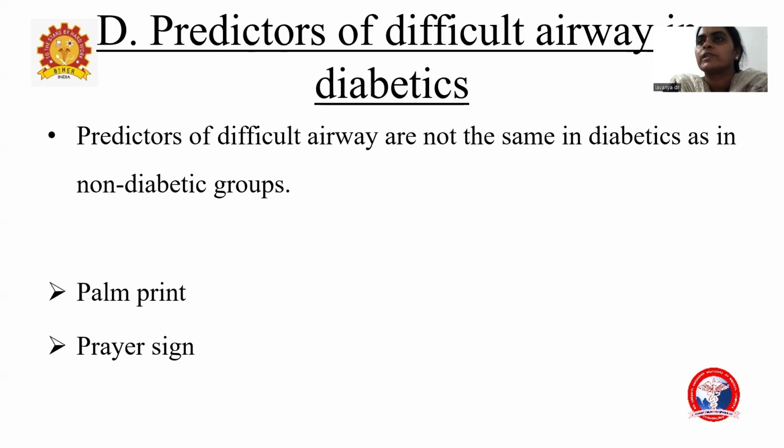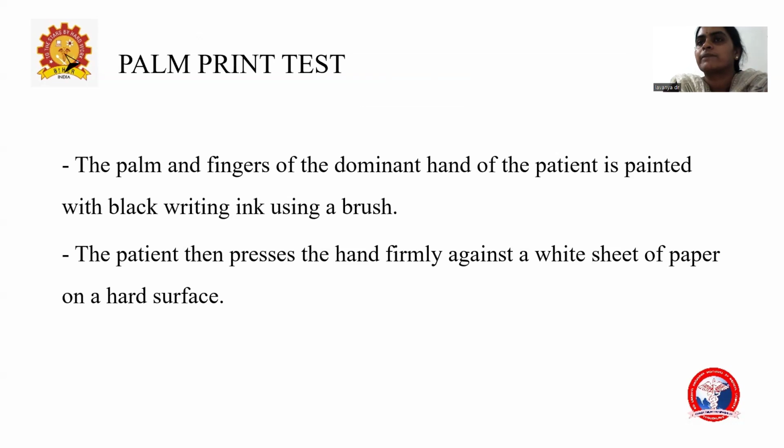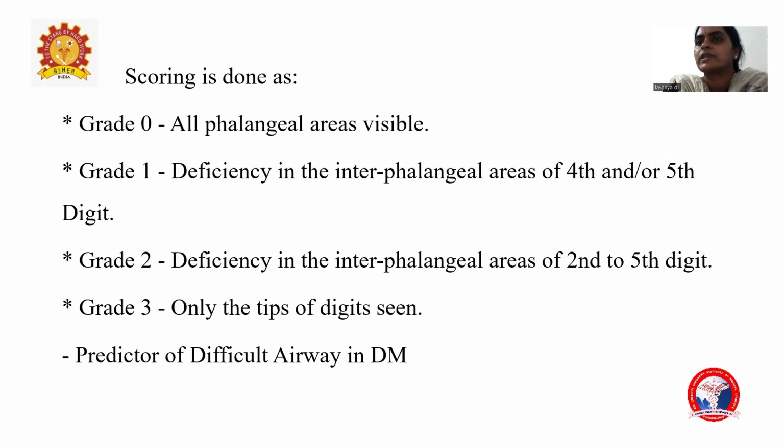The predictors of difficult intubation include the palm print and the prayer sign. For the palm print, the palm and fingers of the dominant hand of the patient are painted with black writing ink using a brush. The patient then presses the hand firmly against a white sheet of paper on a hard surface. The scoring is done as follows.